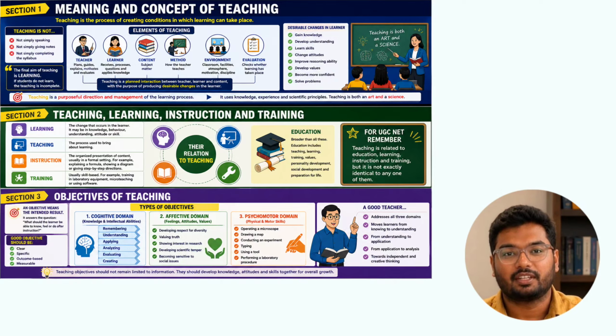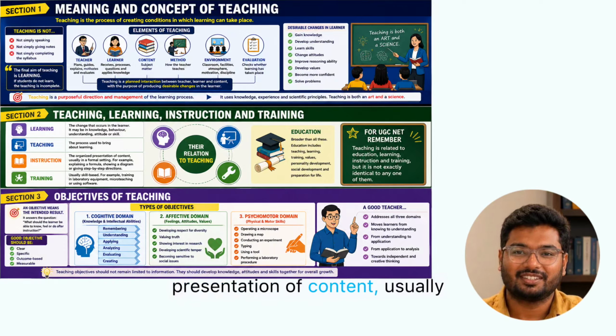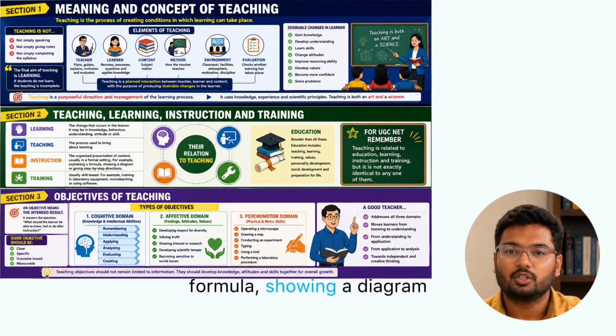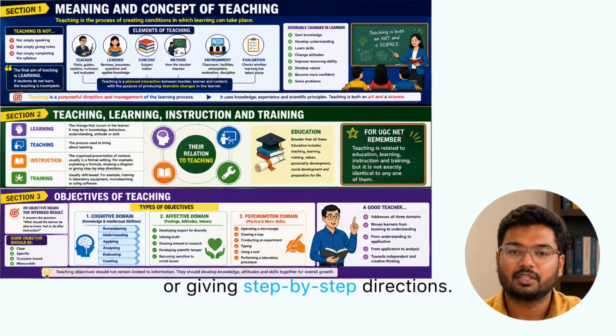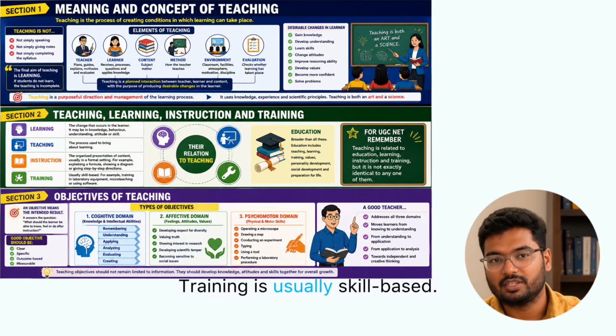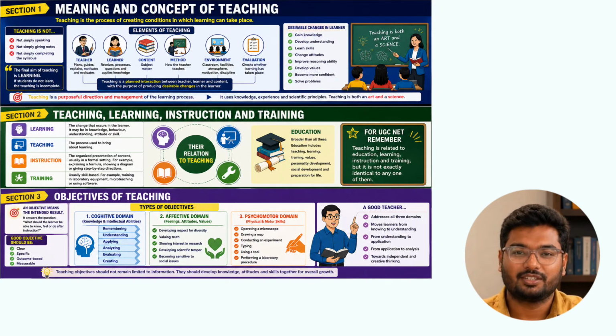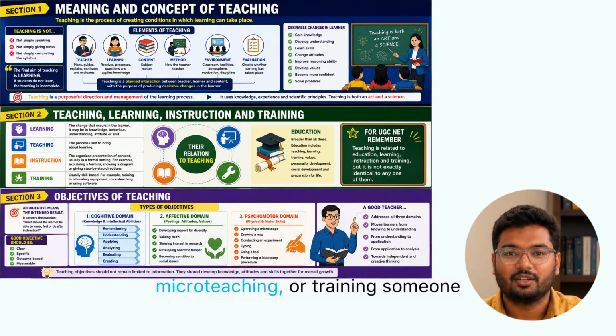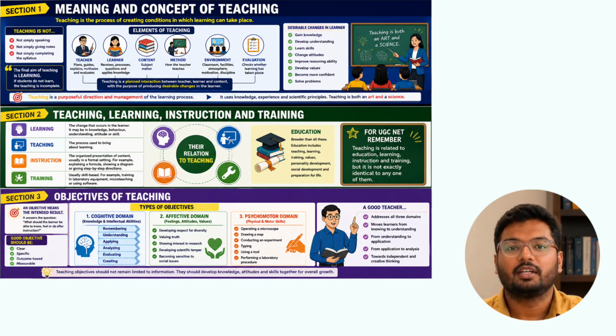Instruction is more specific. It is the organized presentation of content, usually in a formal setting. For example, explaining a formula, showing a diagram, or giving step-by-step directions. Training is usually skill-based. For example, training a student to use laboratory equipment, training teachers in micro-teaching, or training someone to operate software.